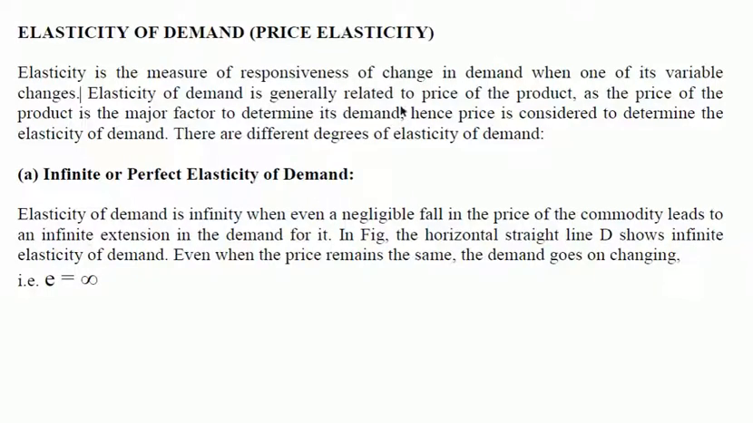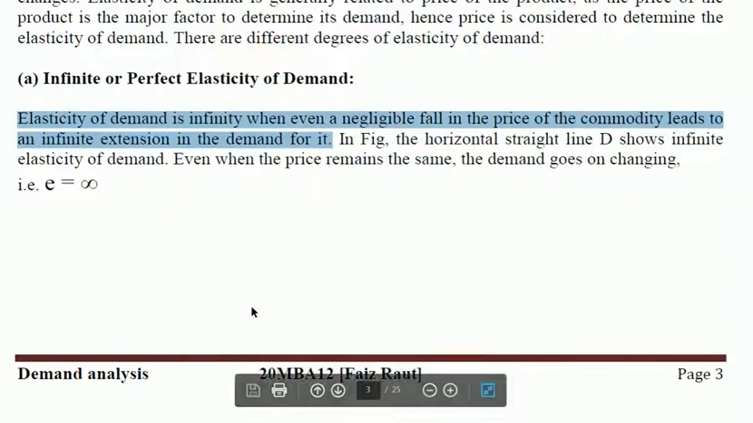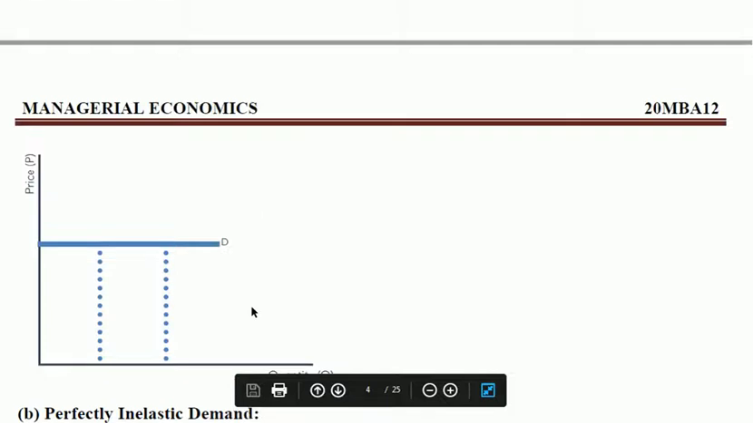Okay, so there are 5 types of elasticity of demand. First is infinite or perfect elasticity of demand. The elasticity coefficient will go to infinity because it is infinitely elastic. That means elasticity of demand is infinite when even a negligible fall in the price of the commodity leads to an infinite extension in the demand for it. A small price fall will cause an infinite increase in the demand. That is not practical, but in a theoretical way we can draw a graph and explain it. This is how it looks.